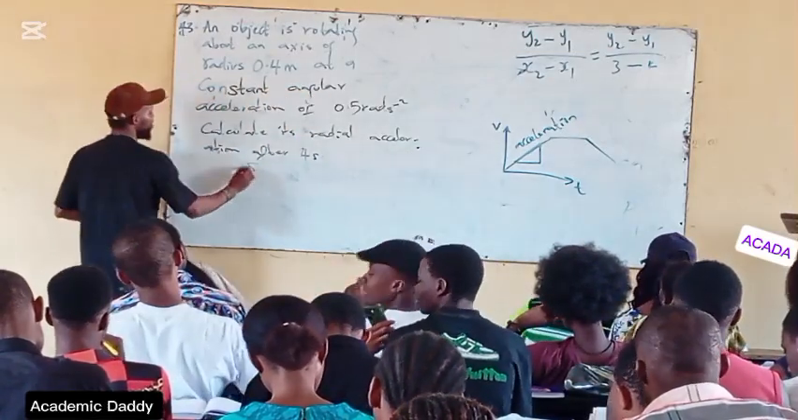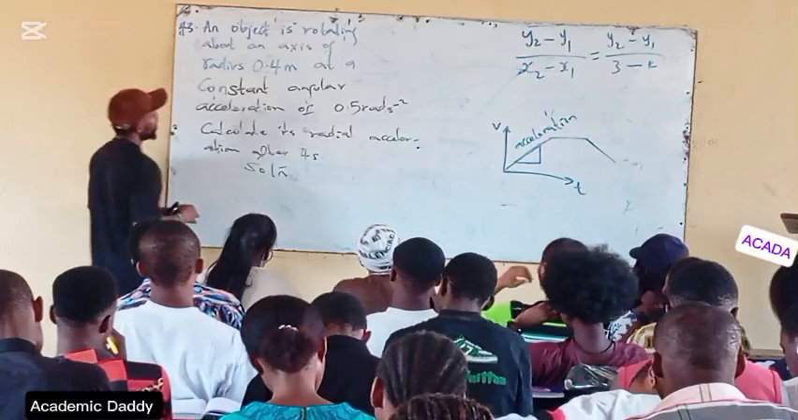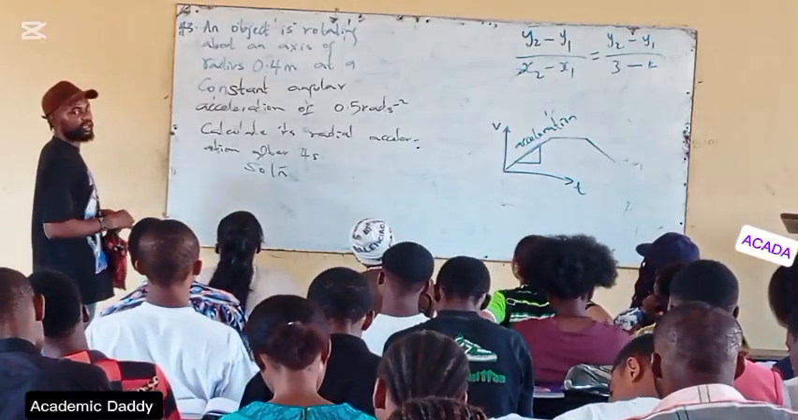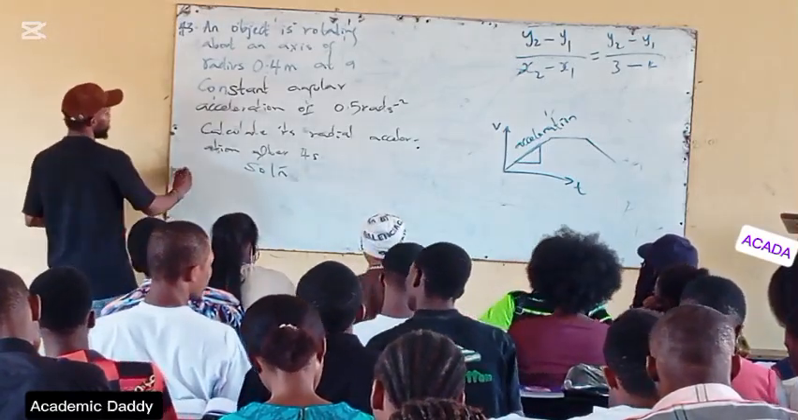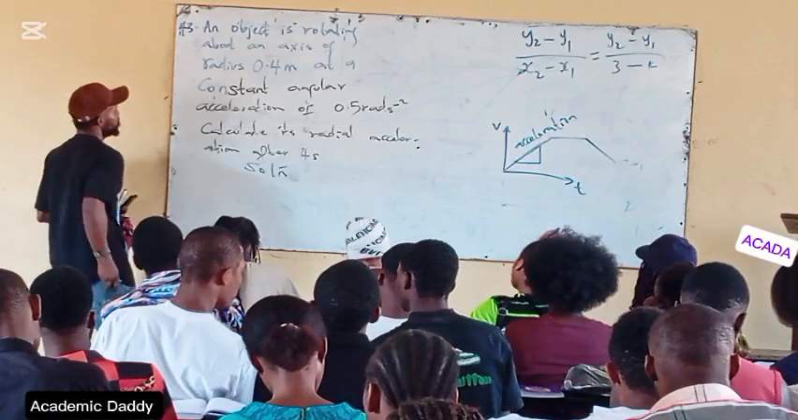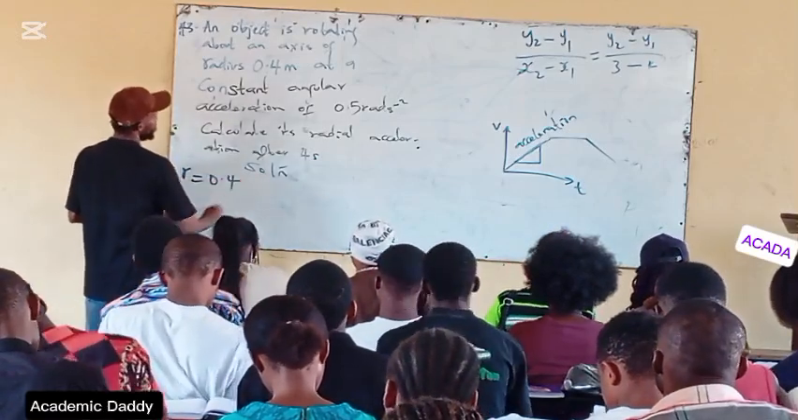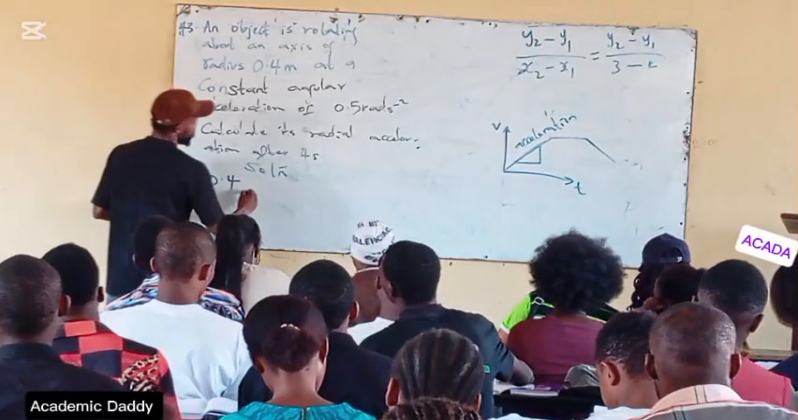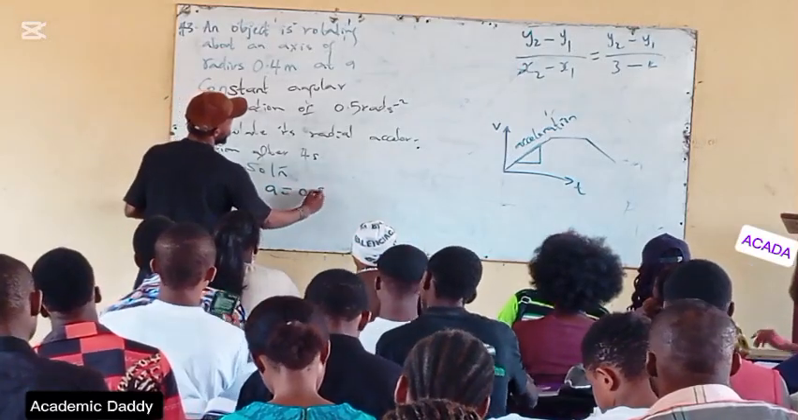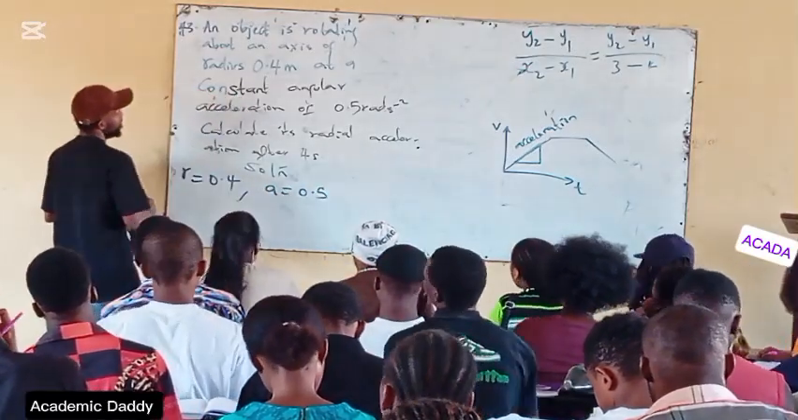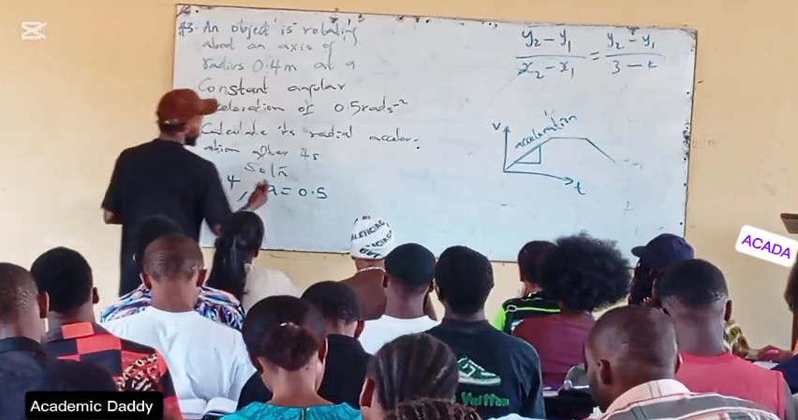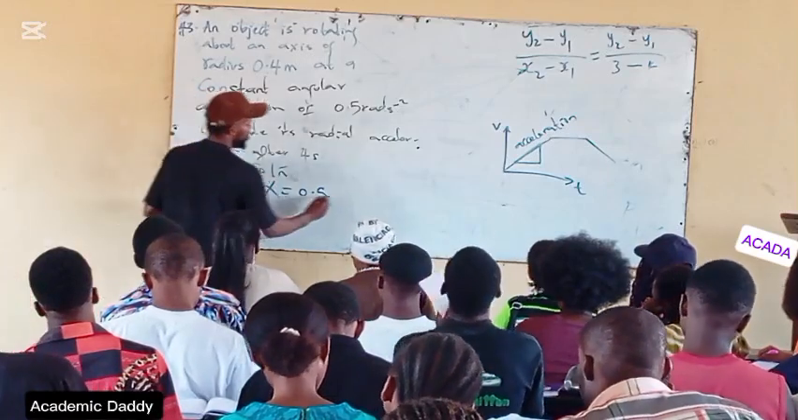See, solution, let's check something. The first thing we normally analyze are the parameters. So I have the radius, 0.4, then the angular acceleration, 0.5. Okay, you're used to alpha.